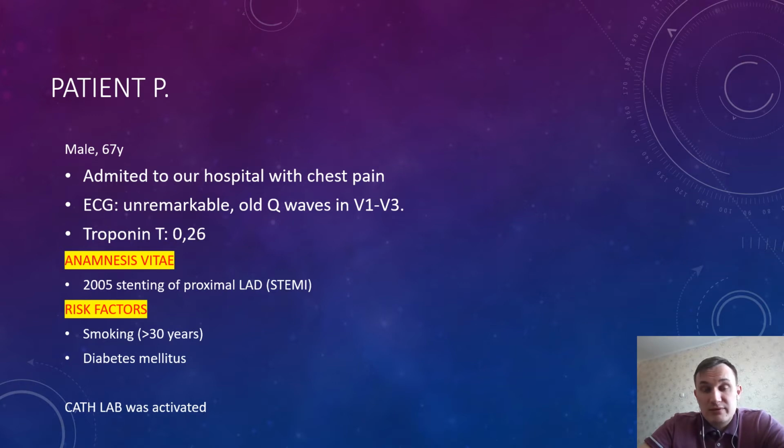and 67 years old. He was admitted to our hospital with chest pain, and ECG was unremarkable. Old Q waves due to previous anterior myocardial infarction. Troponin T was elevated, 0.26. If we talk about anamnesis, previously, as I mentioned, he had anterior STEMI, and that's why he underwent stenting for proximal LAD lesion.